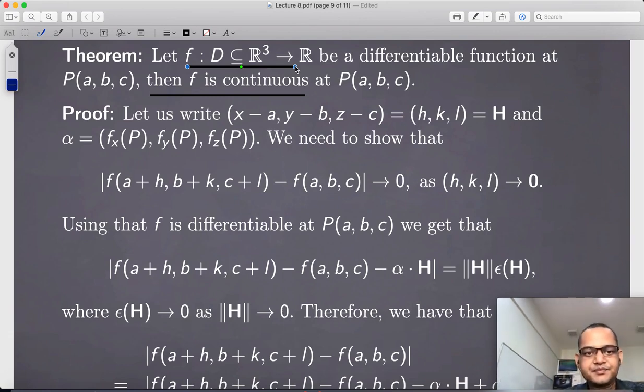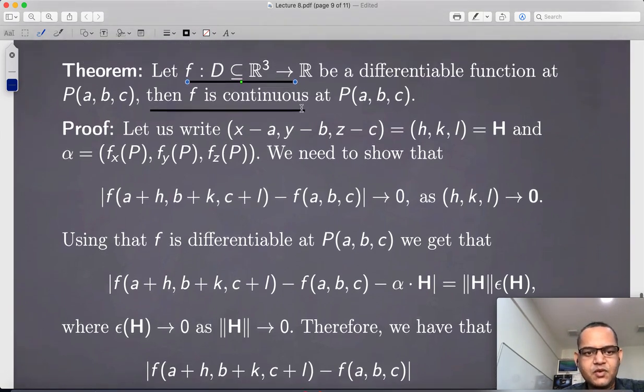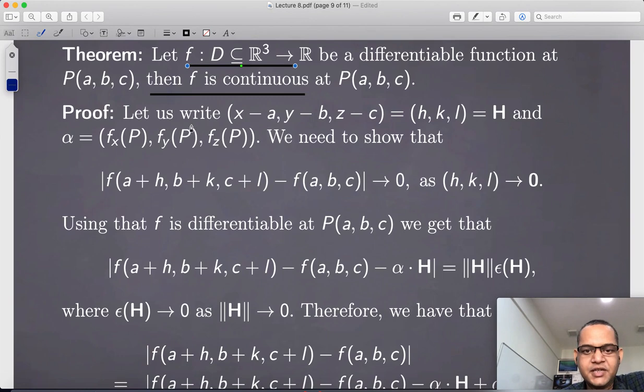So you take a function from R3 to R and assume that it is differentiable at a given point P. Then the function is continuous. Okay, let me see how. Some notation, so that things fit on the page. We will write this x minus a, because this is what we are going to take to 0. I write this as h, k, l and denote it as the vector h. And I use the notation alpha for the vector of partial derivatives evaluated at the point P.